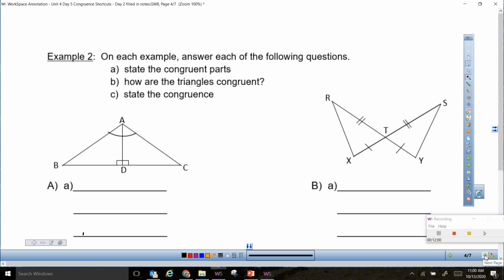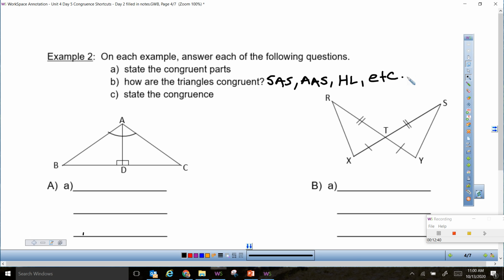Okay, example 2. On each example, answer each of the following questions. Part A, where it says A, you need to state the congruent part. Part B, how are the triangles congruent? And then C, you need to state the congruent. So when I ask you how are the triangles congruent, you need to say it's like side, angle, side, angle, angle, side, hypotenuse, leg, etc. So when it's asking you how are they congruent, that's what it's asking you for. Postulate or theorem.